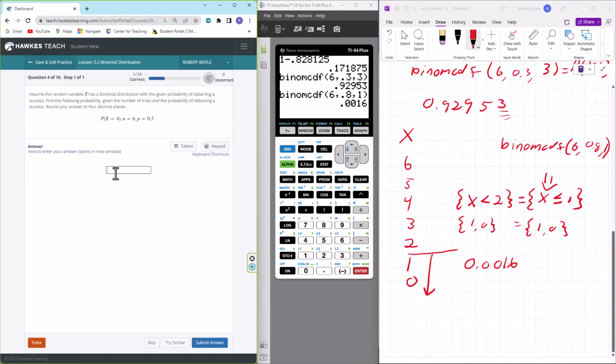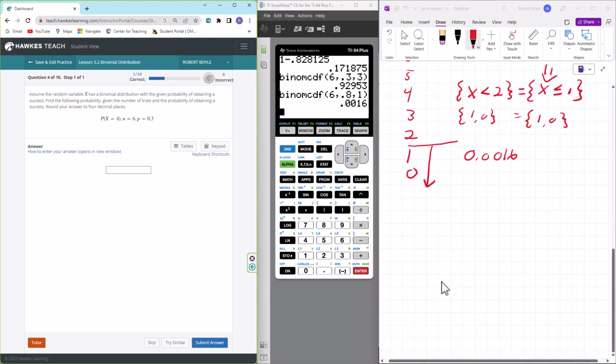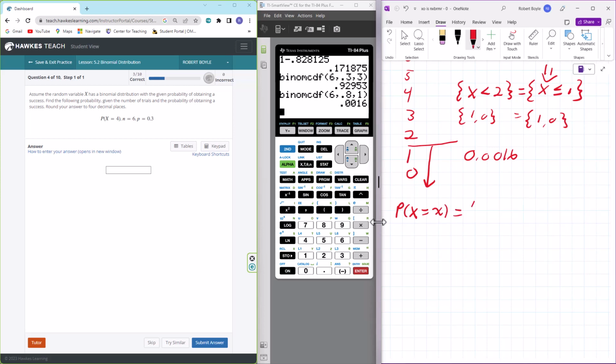Okay, next, assume that the random variable, well, we've read that before. And now here we want to compute the probability that x is equal to 4 for the case where n is equal to 6 and p is equal to 0.3. So whenever you have the probability of x being equal to some particular number, that means you want to use binomial, not CDF, but PDF. PDF stands for probability density function. CDF stands for cumulative distribution function. And of course, that will be n, p, whatever x is.